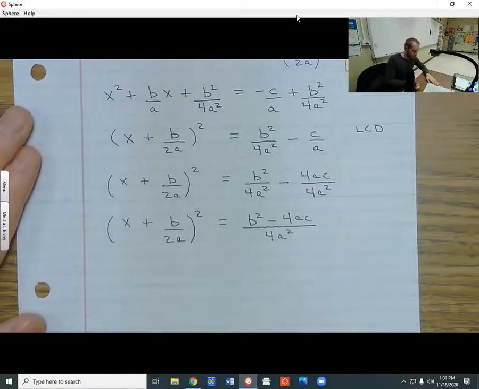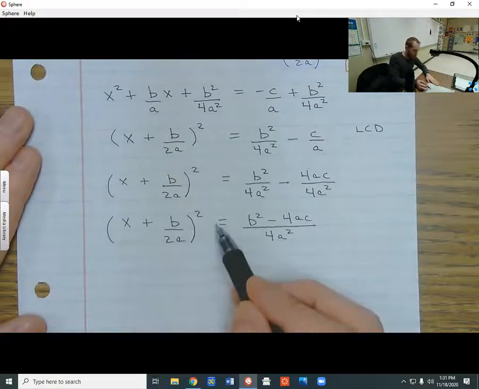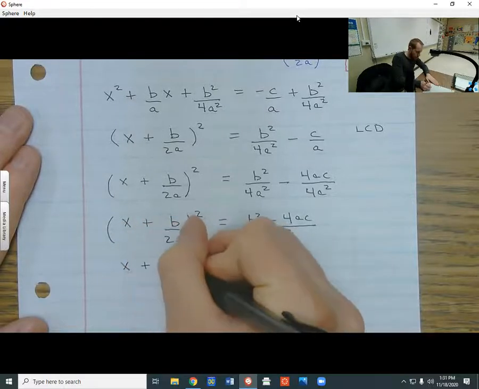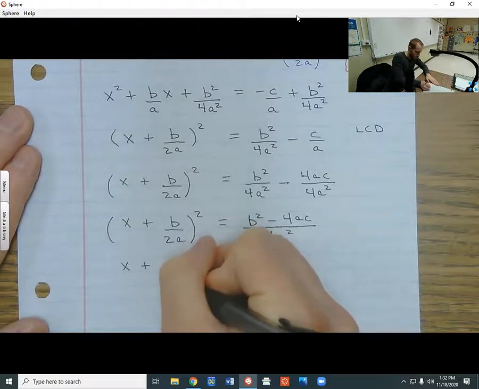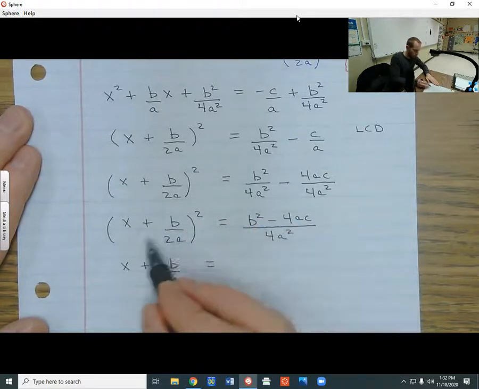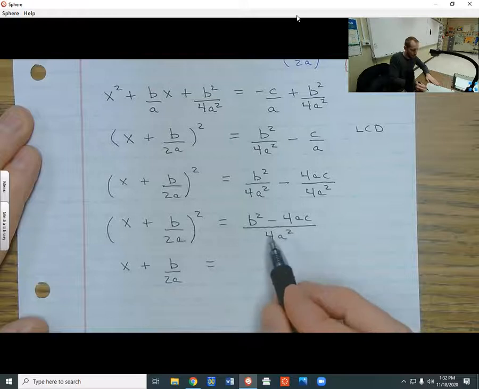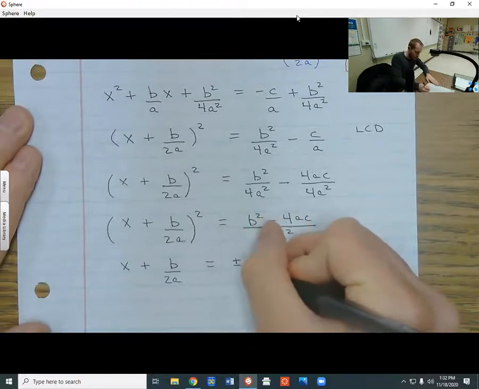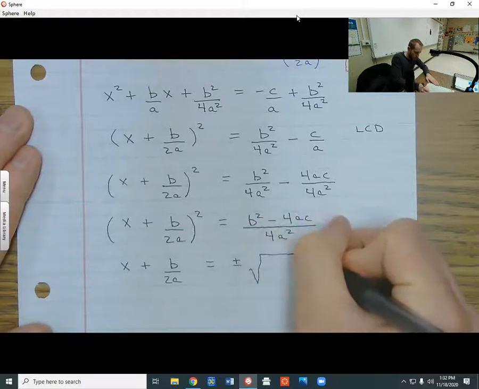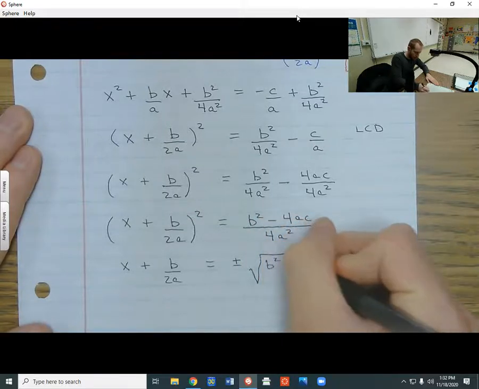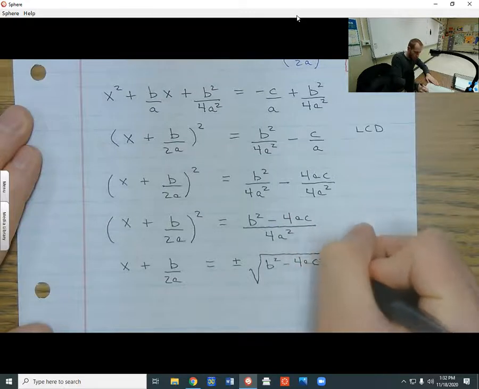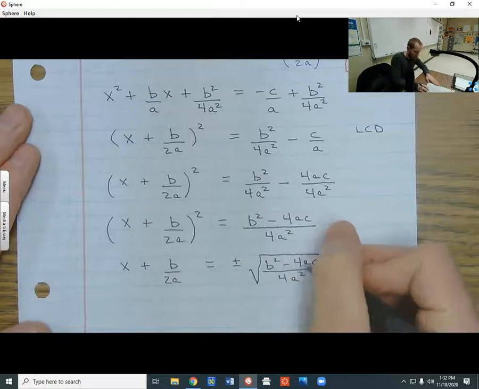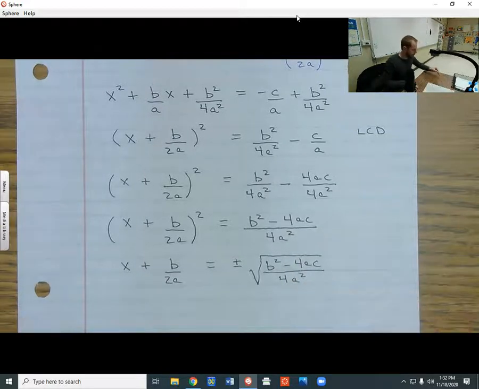So if I take the square root of this side, the square is going to go away. And I'm only left with x plus b over 2a. So I took the square root of this side, but that means I also have to take the square root of this side. So I'm going to get plus or minus the square root of b squared minus 4ac over 4a squared. And now I'm starting to run out of paper, so I'm going to grab my next sheet.